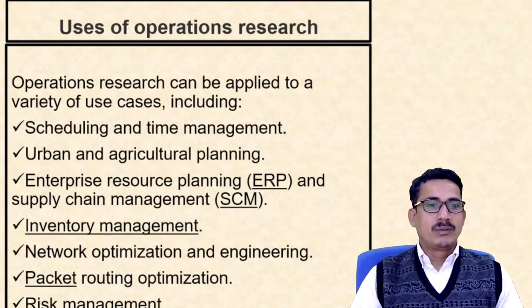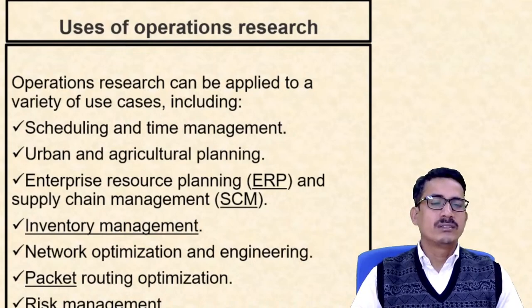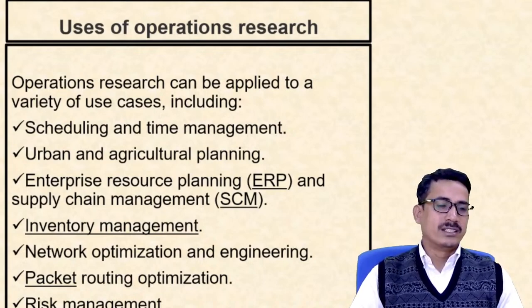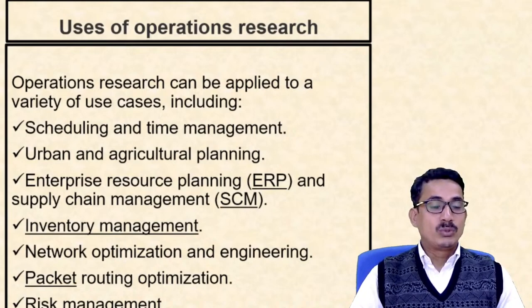Let me tell you. Economic order quantity means the quantity you are asking for, whether raw material or anything, should be economic. It means you should not ask for more, you should not ask for less. Less creates problems, more also creates problems. Surplus always means losses, and less always means less profit. But OR will help you optimize it: how much to ask for, so that there is neither deficit nor surplus.